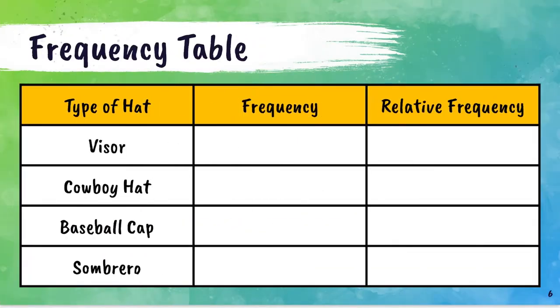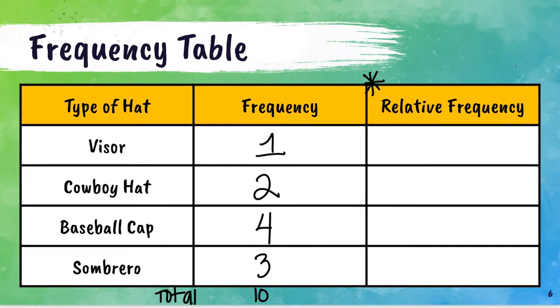So now we're going to build our frequency table. In our hat collection, there was only one visor. So that frequency was 1. Now for cowboy hats, there were 2. We had 4 baseball caps. And then there were 3 sombreros, which gives us a total of 10 hats.